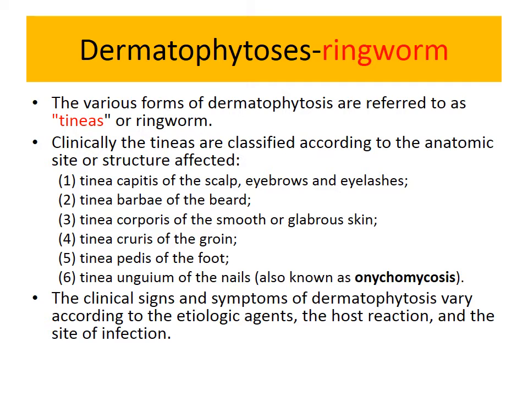If it is capitis, it's going to involve the scalp, eyebrows, eyelashes. Barbae is for the beard, corporis for smooth and glabrous skin. Cruris for the groin, very common. Pedis is for the foot. And inguinum. Onychomycosis is another term I want you to keep in mind. Onychomycosis means nails, because the problem with fungal infection of nails is that when it gets to your nail, it's very stringent, very chronic, difficult to treat, and causes a lot of problems to the nail.